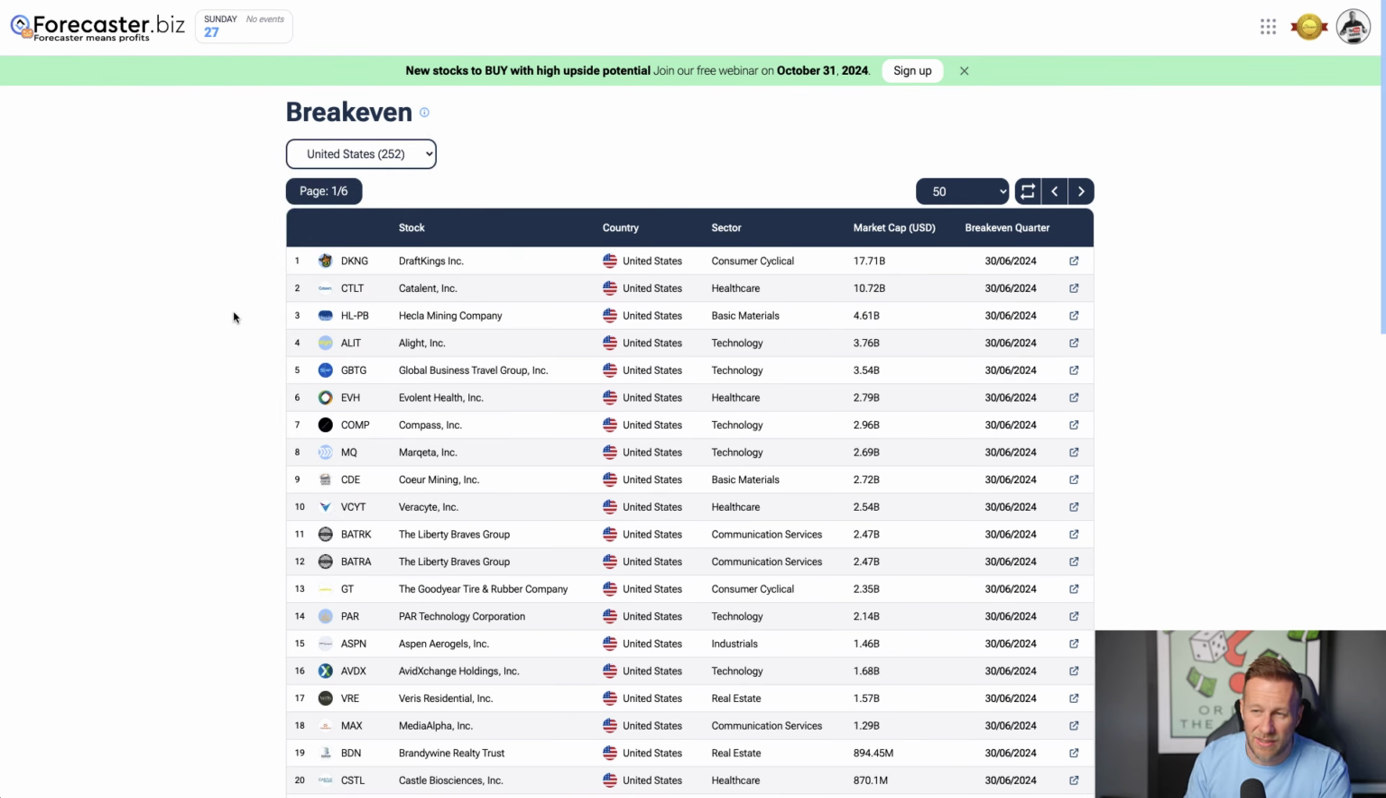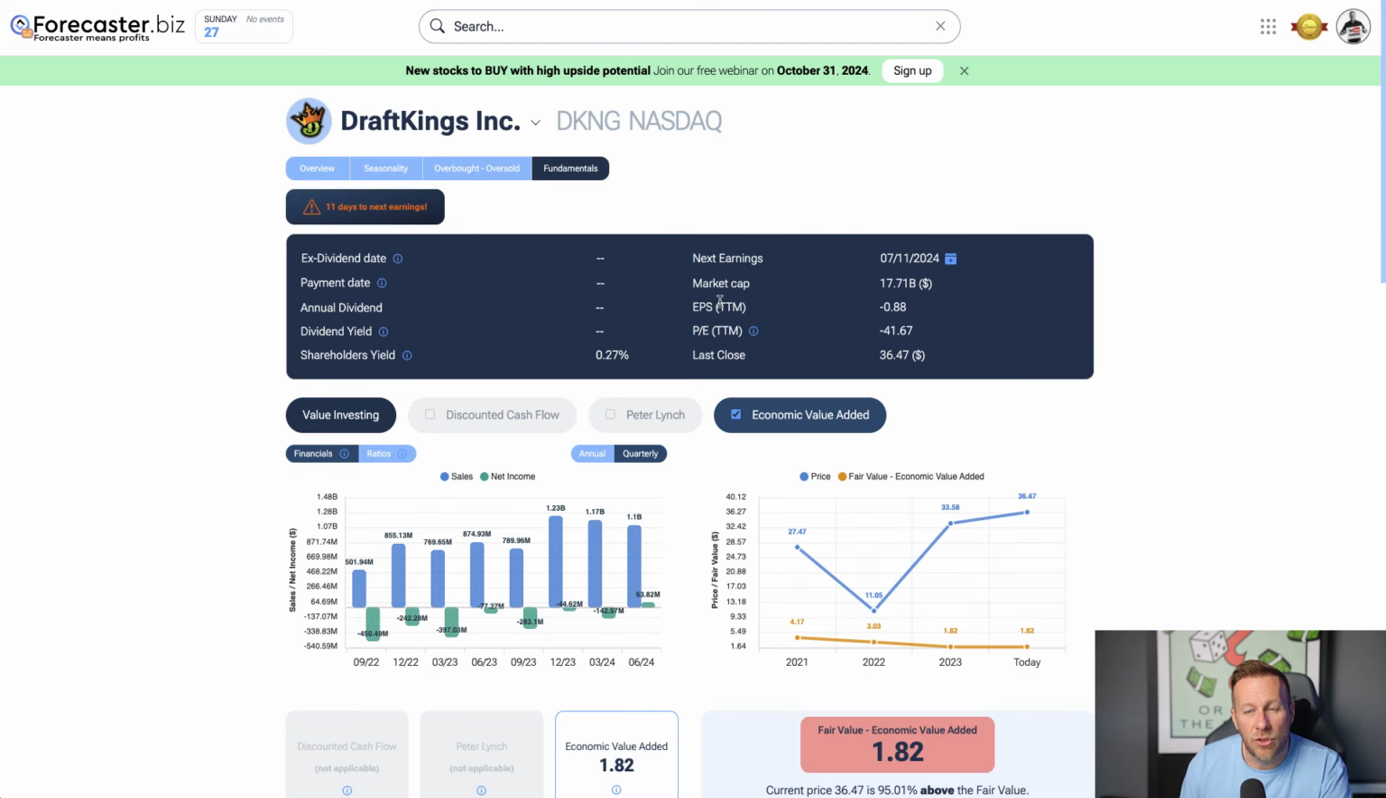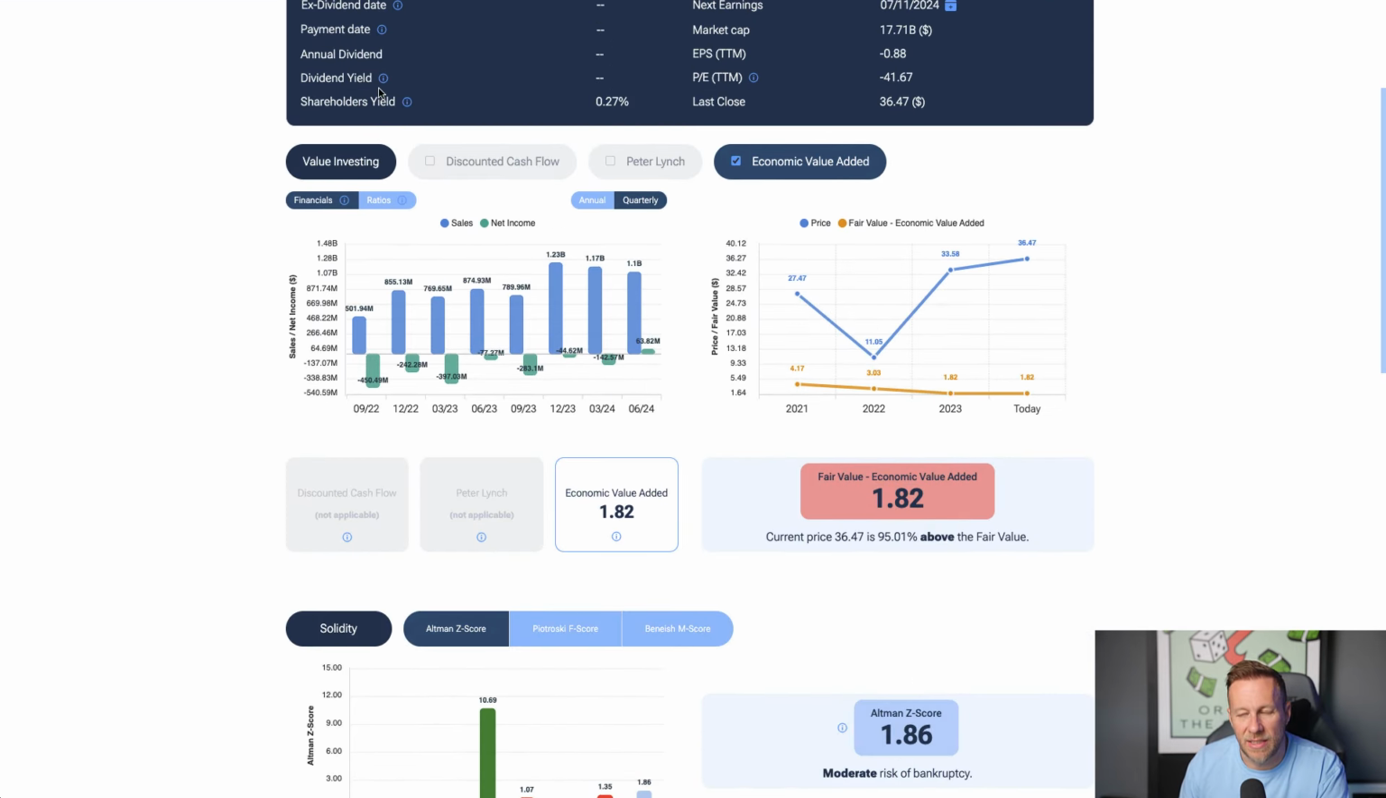So the break-even score, if we just go to US, because that's obviously everyone's familiar with the US stock market, you can see DraftKings is at the top. If you scroll down to the value investing section, you can see on the financials that they've just made their first profit. And that's good to know.